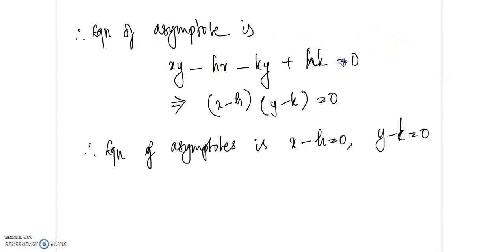So you can leave the answer like this, or write the lines in product form. Both are correct. So that's how we find the equation of the asymptotes.